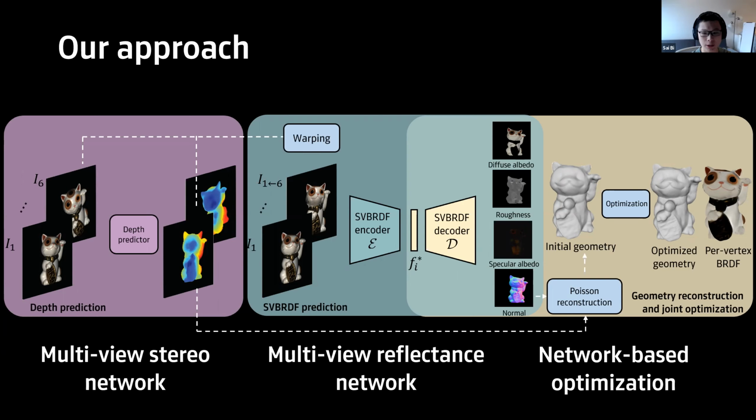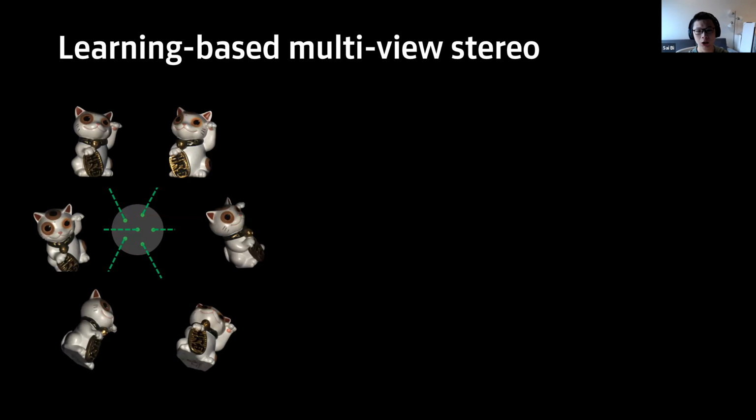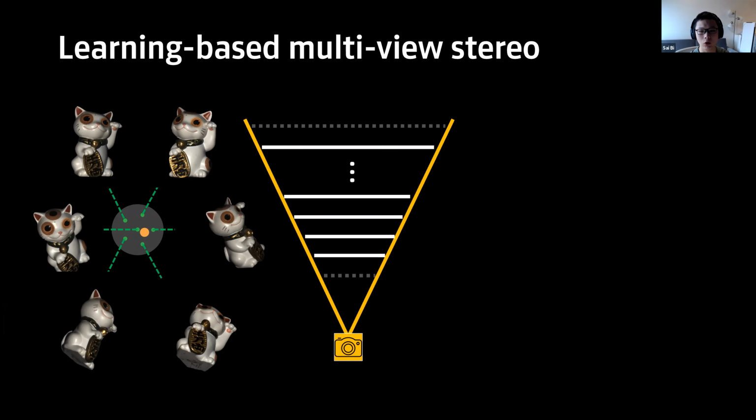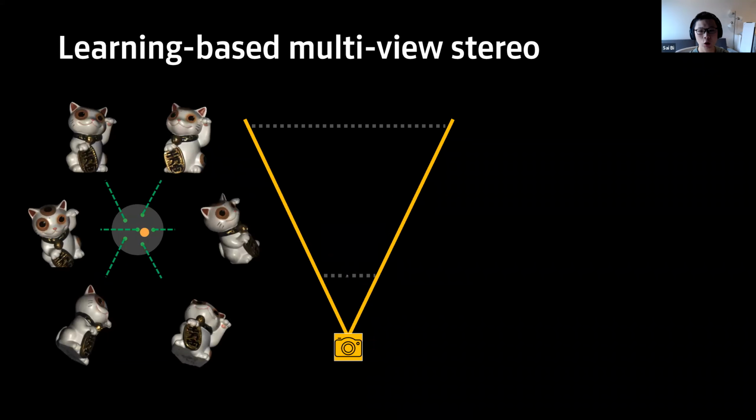Let's look at the depth prediction first. To predict the depth at a view, we build a plane sweep volume. We divide the view frustum into a set of predefined depth levels. At each depth level, we warp the input images to this view using homography-based warping.